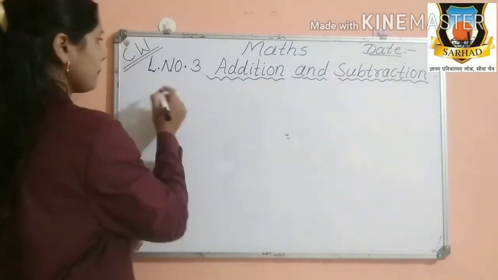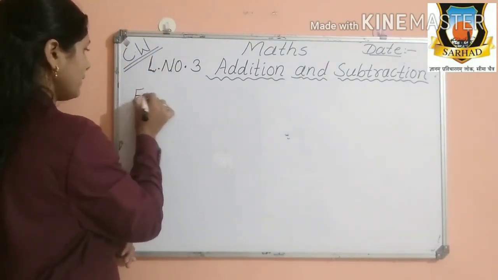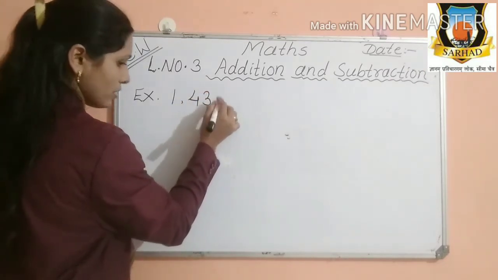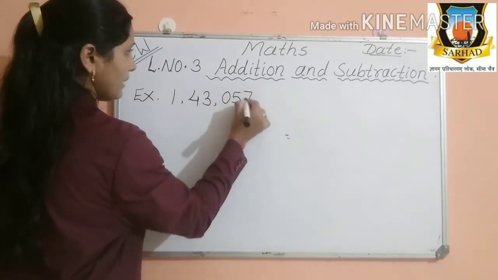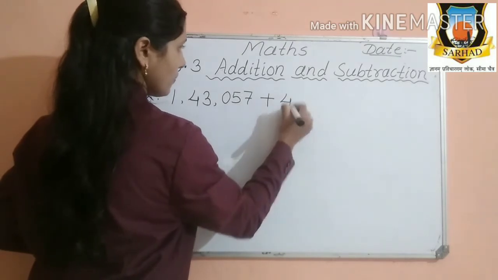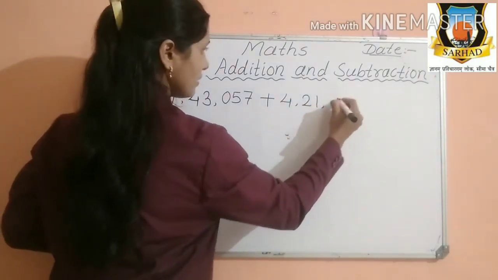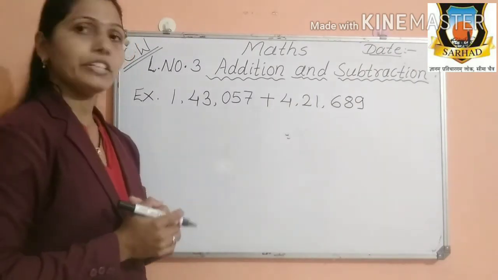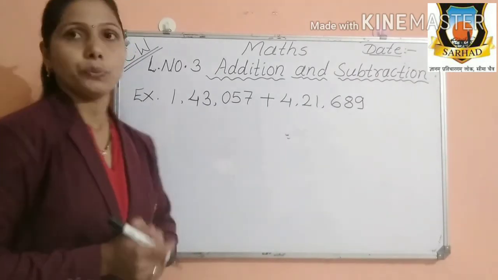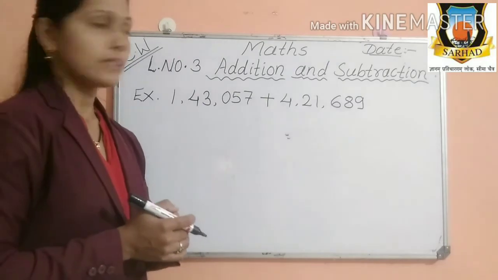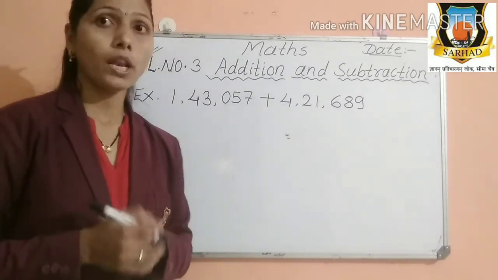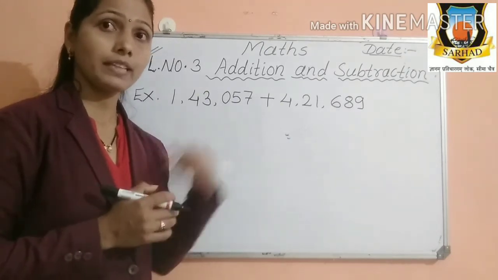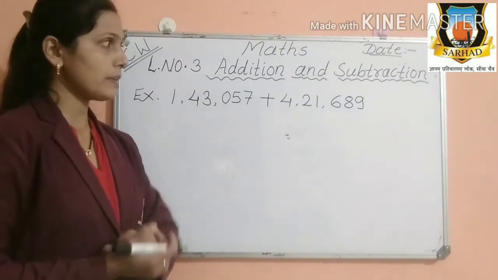So here, if I give you one example: 1,43,057 plus 4,21,689. Okay, this is the addition example. Now, what do we have to do? While solving these examples, firstly we should make the columns for these digits. Means we have to dictate its places first, means we have to make that many columns. Now see, how many digit number is there?